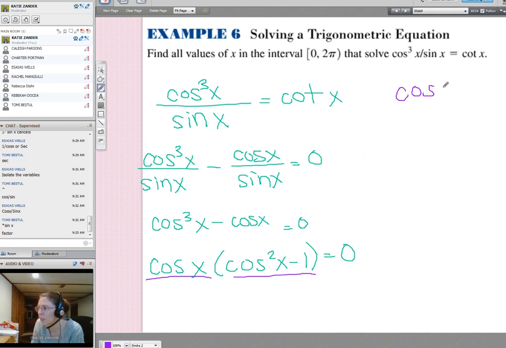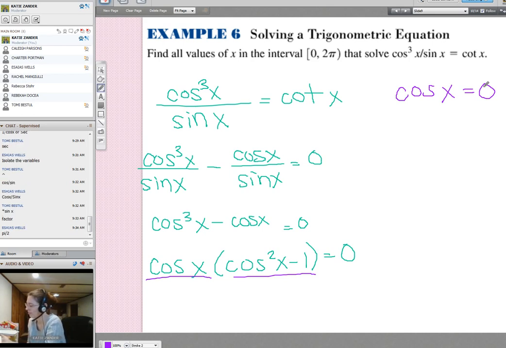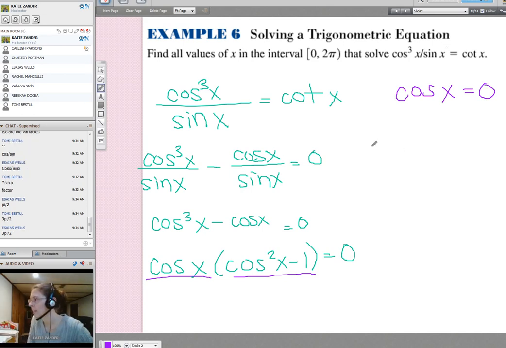So let's start with that first piece, that cosine x that we took out. Where does cosine equal 0 on our unit circle? Pi over 2, is there anywhere else? 3 pi over 2. Good. So x is going to equal pi over 2 and 3 pi over 2.